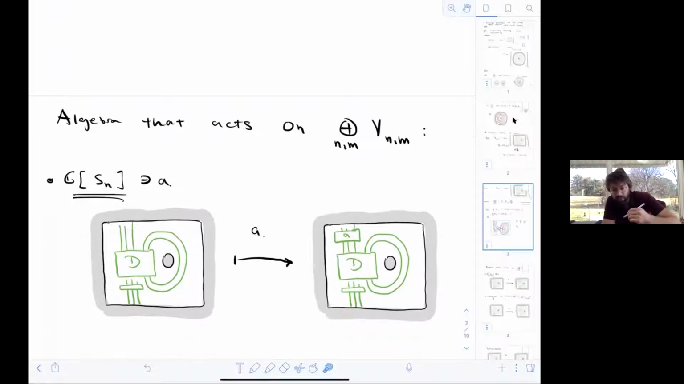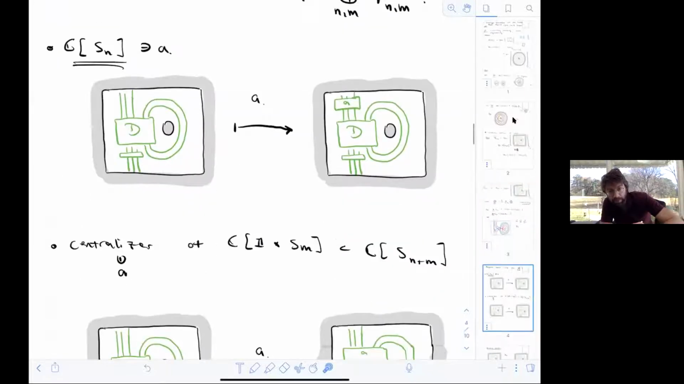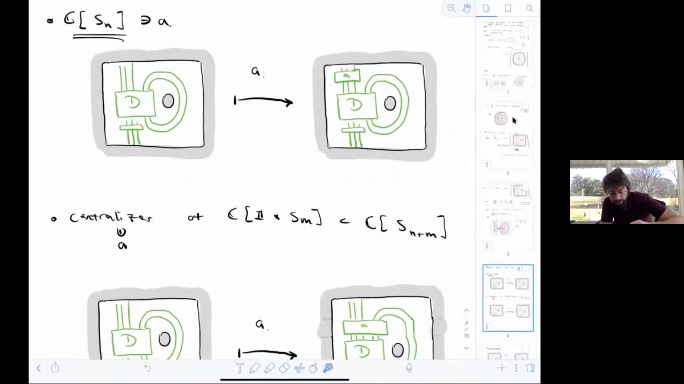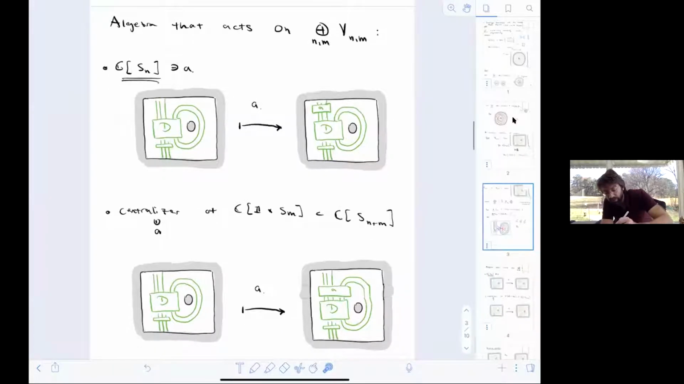What kinds of operators, what kinds of algebras can we define acting on this big direct sum? Well, we have multiplication operators, so we can fiddle with stuff on the top boundary. Given a symmetric group element, we can stack it on top. That gives us an action of a symmetric group. More generally, if we have any element of this algebra which centralizes the copy of symmetric group algebra on m letters, then we can insert it, we can multiply there.